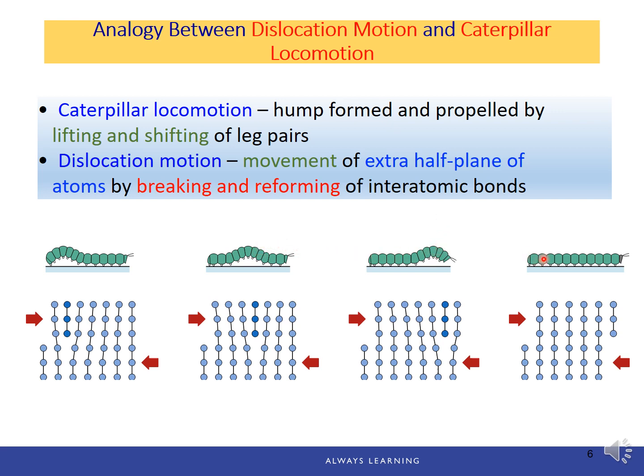So when the hump reaches the head of the caterpillar, the entire caterpillar has moved forward by the leg separation distance. So the caterpillar hump and its motion correspond to the actual half plane of atoms in the dislocation model of the plastic deformation. So the dislocation motion results from the movement of the actual half plane of atoms by breaking and reforming of interatomic bonds.